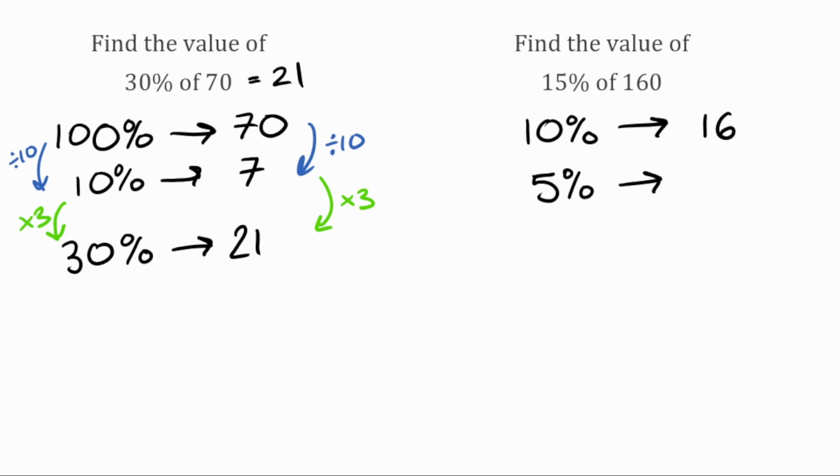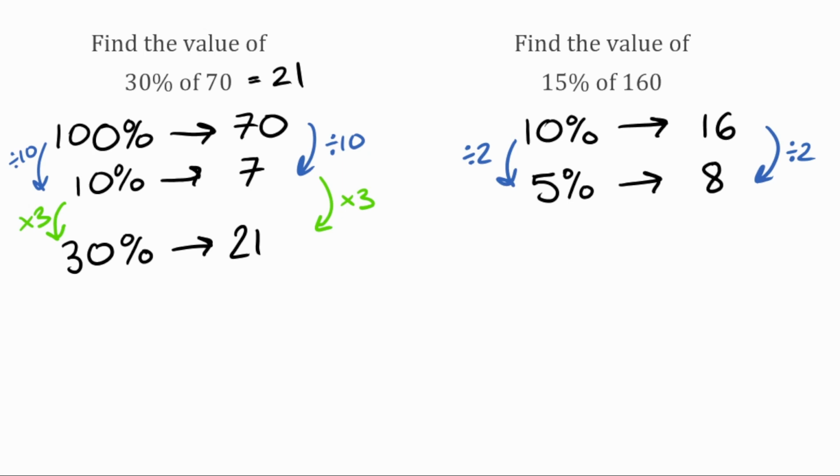But what have we done to get from 10 to 5? Well, all we've done here is simply divide by 2. So that means on the right-hand side, we do exactly the same thing. So if 10% is equivalent to 16, then 5% would be equivalent to 8.